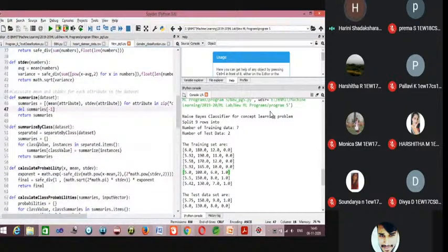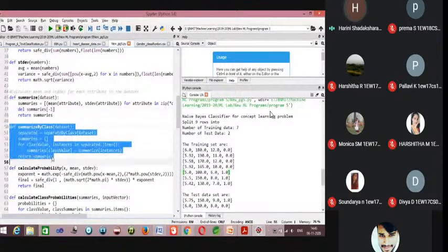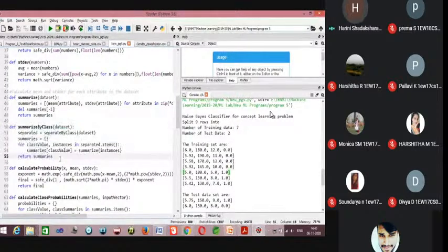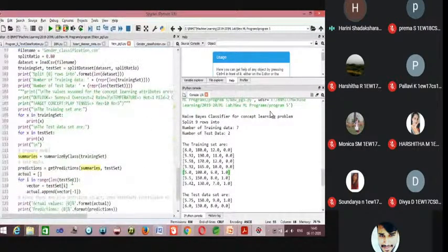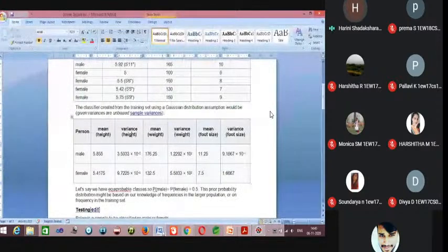Where is it getting returned? This is getting returned to summarize by class. Okay. So summarize class value, which will be 0, means male, will have all its mean and variance with respect to height, weight, and foot size. Similarly, it is repeated for female. So together it's going to work. So that is summarized by class, which is called by the main function. Okay. So basically this table is ready.